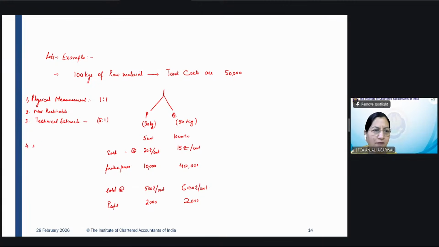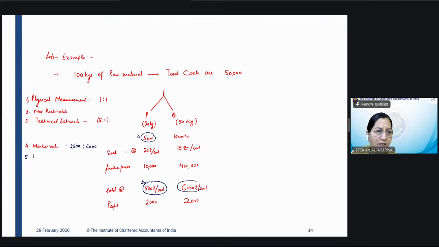If I use market value after further processing, so 500 rupee per unit and 5 units. So 500 into 5, 2500. This is your fourth method. Ratio 600 into 10, 6000. So that would be the ratio if you use the market value after further processing.